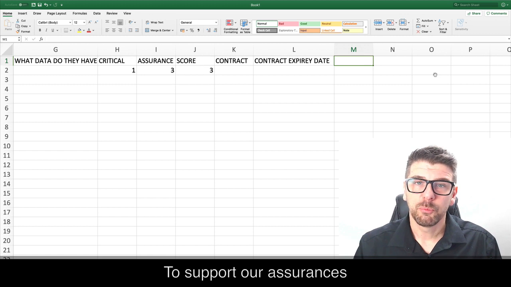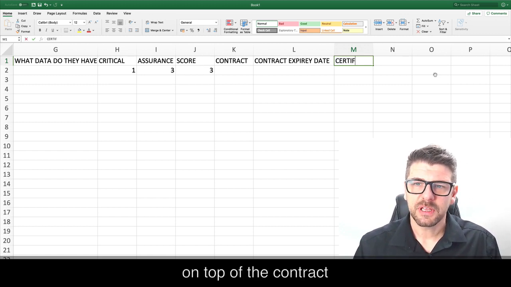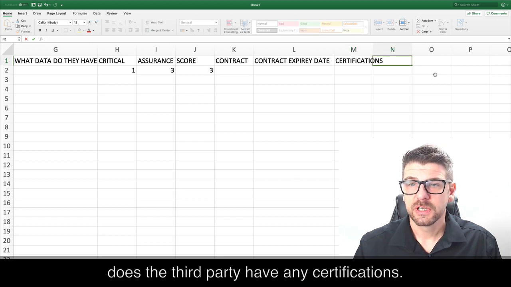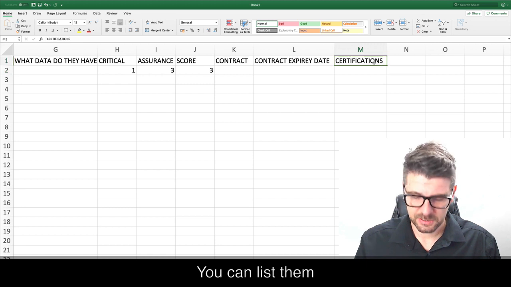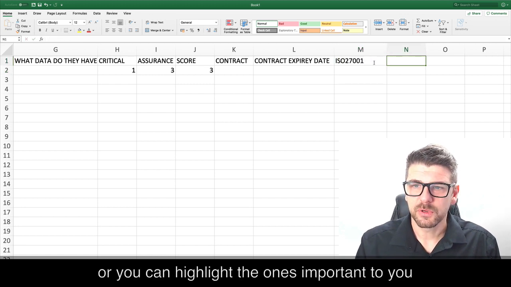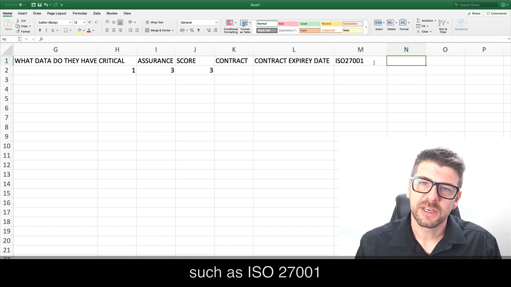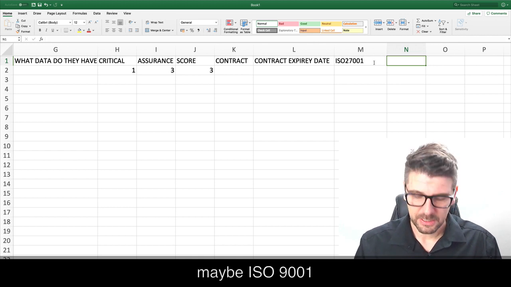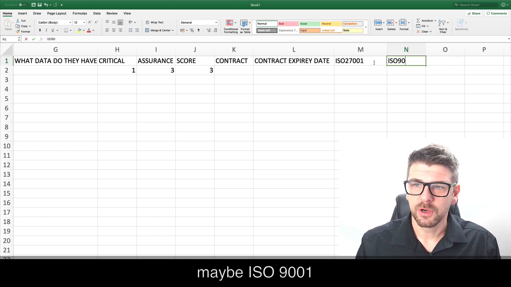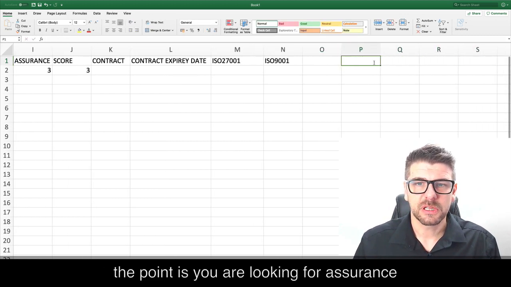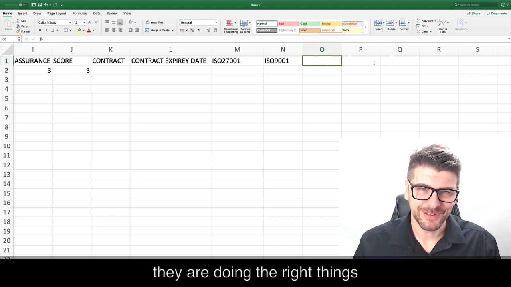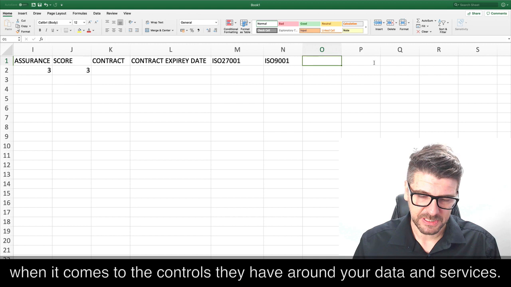Then we're going to want to know, potentially to support our assurances on top of the contract, does the third party have any certifications? So you could just have a free format column that says certifications and you could list them, or you could highlight the ones that are important to you. So ISO 27001, ISO 9001, etc. So the point there is you're trying to get a level of assurance that that third party is doing the right thing when it comes to the level of controls that you're having around your data and your services.